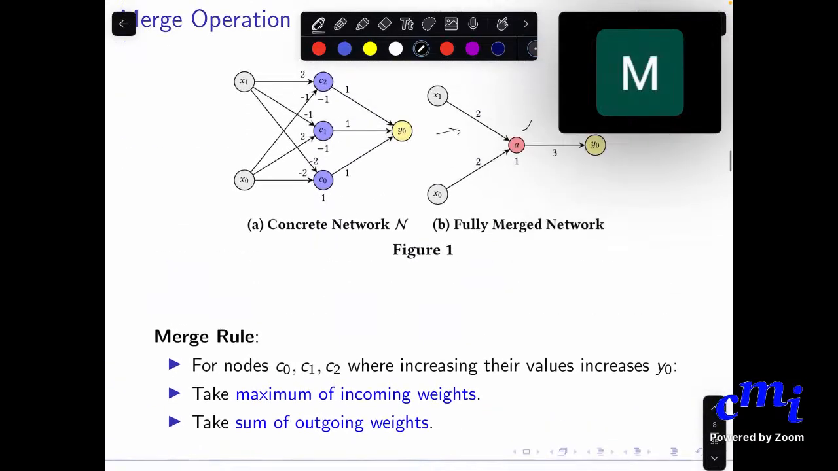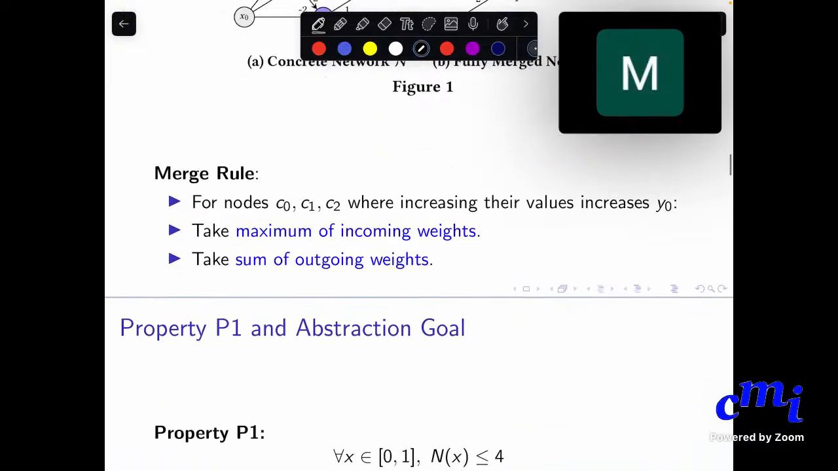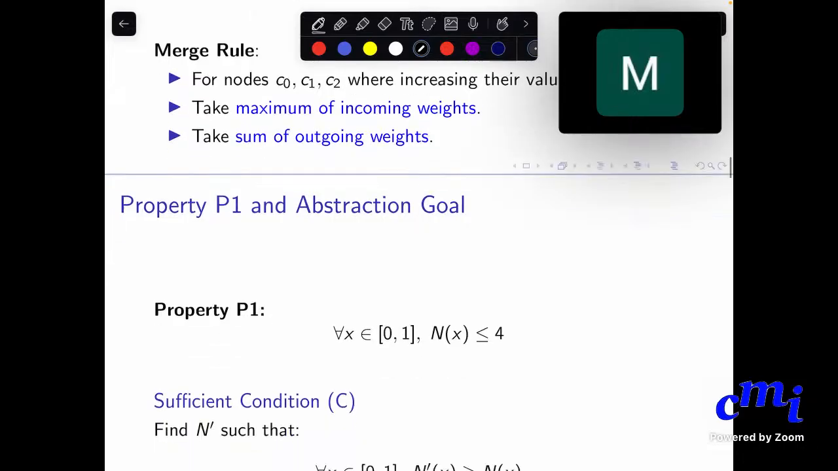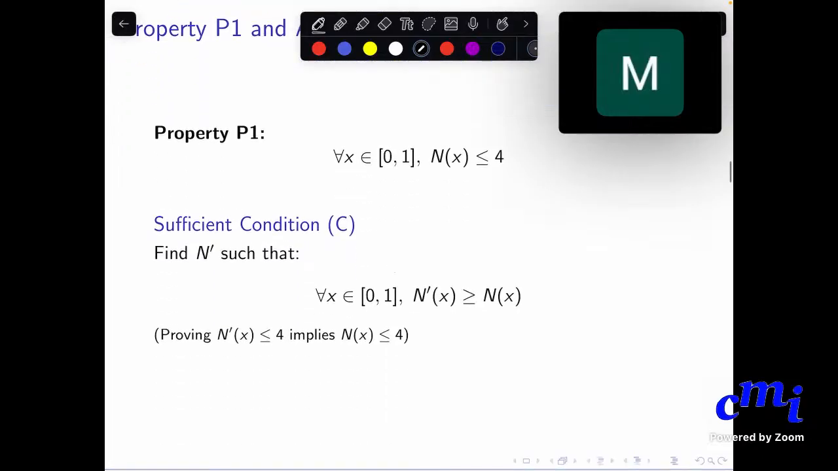So the merging technique is simple: we will take the maximum of the incoming weights for all these nodes and the sum of the outgoing weights. First we will see the property P1, that is, for all x belonging to [0, 1], the output of the neural network should be less than 4. A sufficient condition is that the output of the abstracted neural network must be greater than the output of the original neural network.